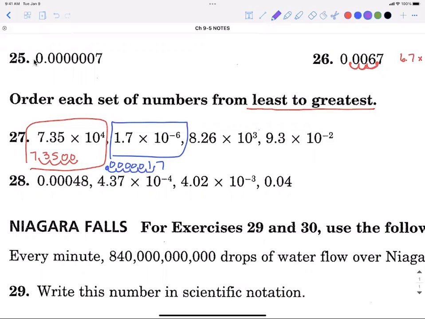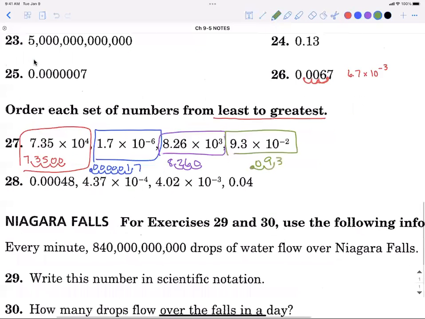Then I'm going to take the next one, 8.26, and I'm going to bounce 1, 2, 3. And then I'm going to take the last one, 9.3, and I'm going to bounce backwards twice because it's a negative.